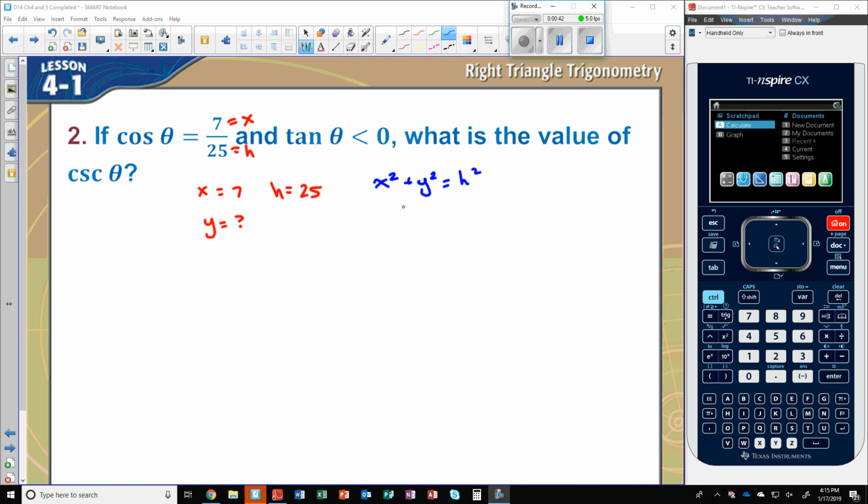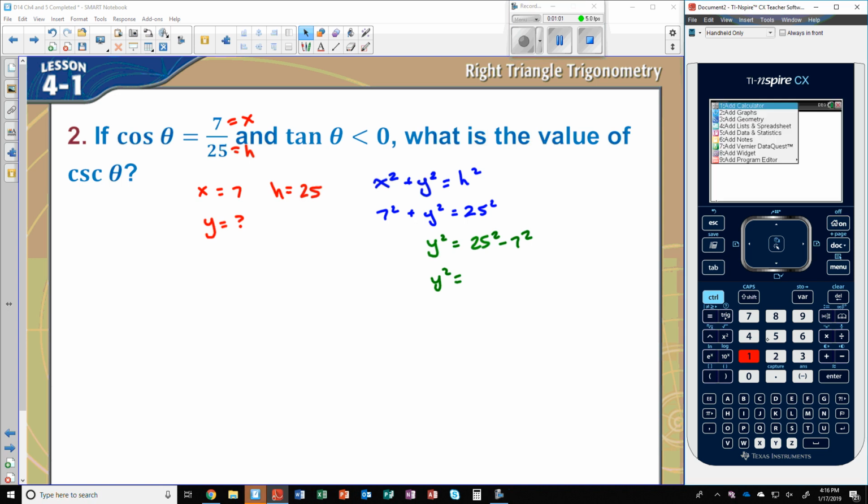So 7 squared plus our y squared will equal 25 squared. So to solve for y, what I'll do is subtract the 7 squared. And so 25 squared minus 7 squared will give us our y squared. So I'll come over here and we'll go 25 squared minus 7 squared. That gives us 576. And now if I want to know what is y, I'll just take the square root of both sides.